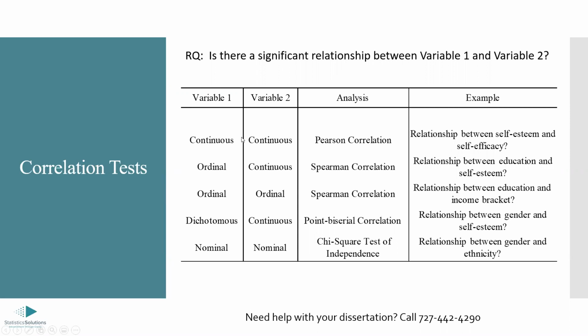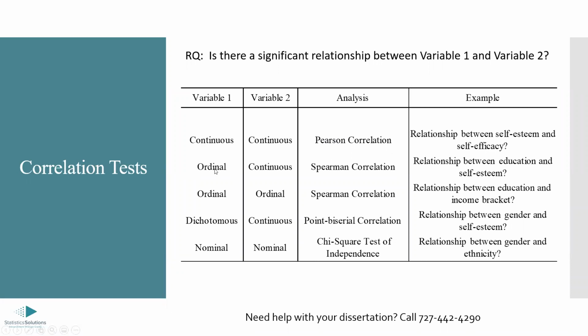For example, if you have two continuous variables, you would use what's called a Pearson correlation. This is considered a parametric analysis. So a sample research question for this would be, what is the relationship between self-esteem and self-efficacy? There are many tools and instruments that can be used to measure self-esteem and self-efficacy. And most of those are composite scores. So you're taking an average of Likert scale data. So this would be a good example of using a Pearson correlation.